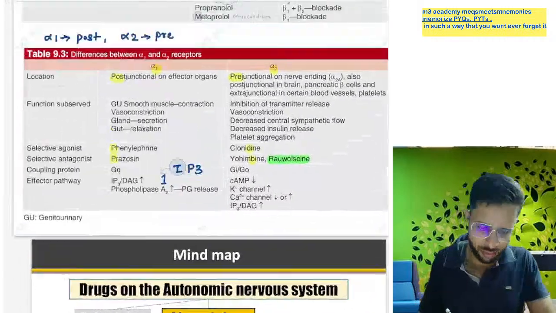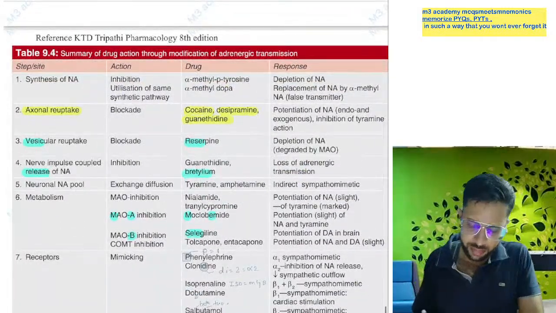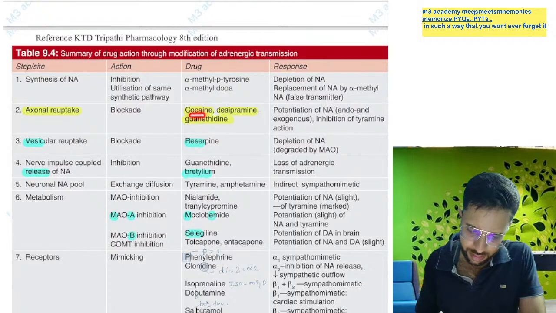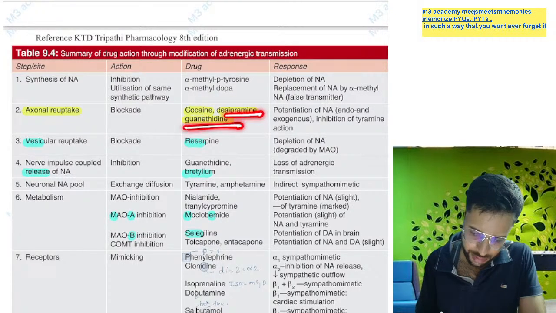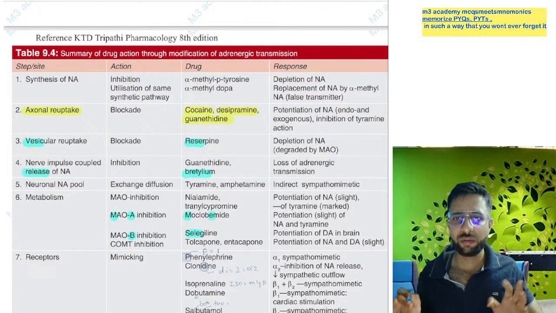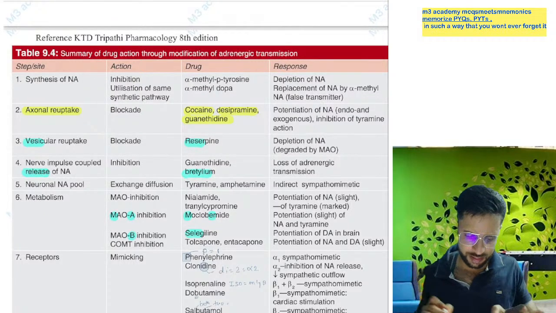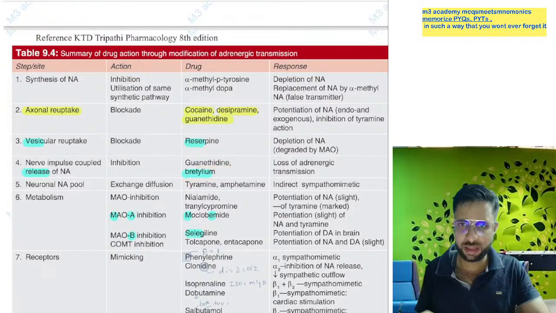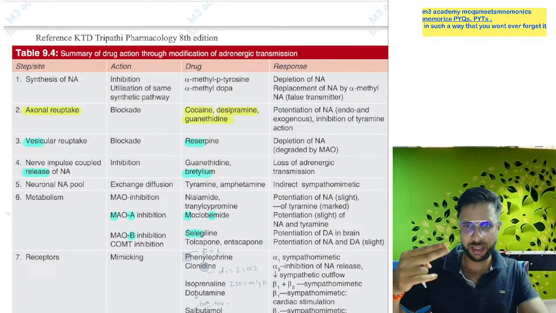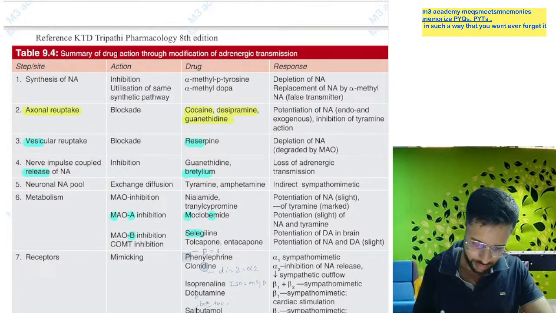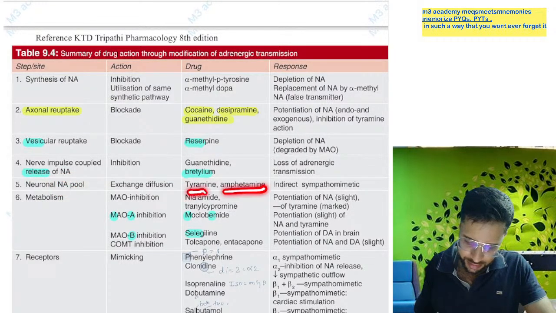Synthesis of the noradrenaline is inhibited by metyrosine, axonal reuptake is inhibited by cocaine, desipramine, and guanethidine. Vesicular uptake is inhibited by reserpine. Now release is inhibited by bretylium and guanethidine. Gun, you can put the gun and inhibit the release. Gun means guanethidine. Next is the neuronal pool, drugs acting are tyramine and amphetamine.